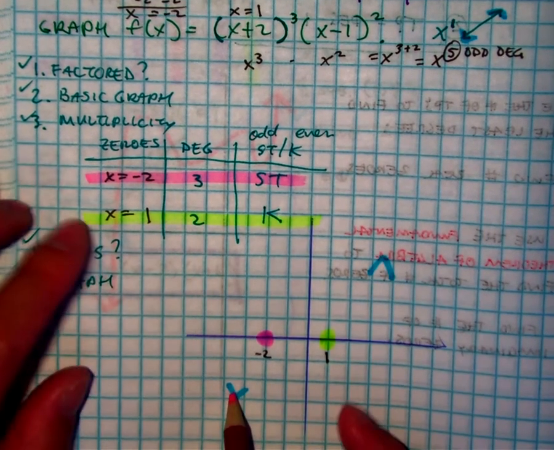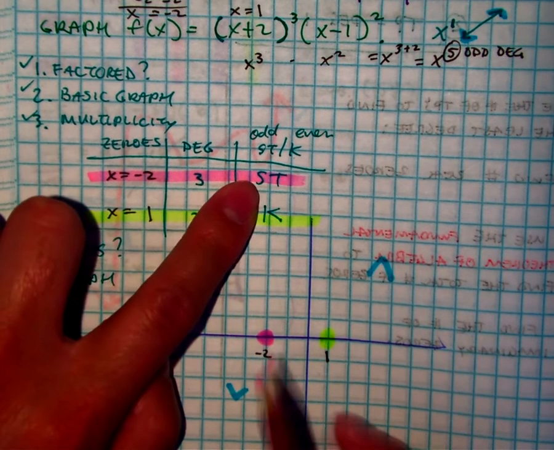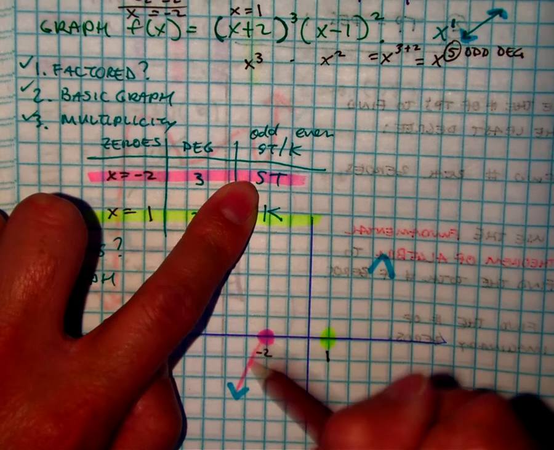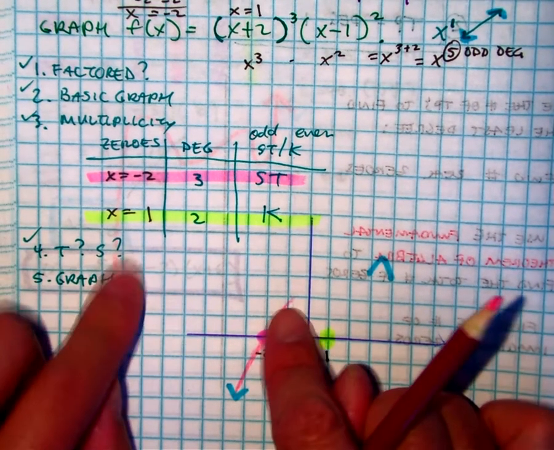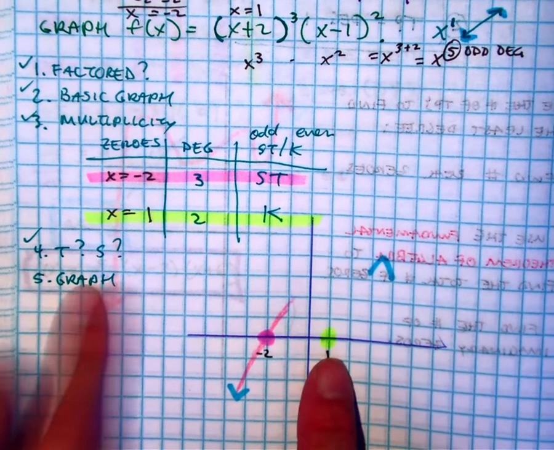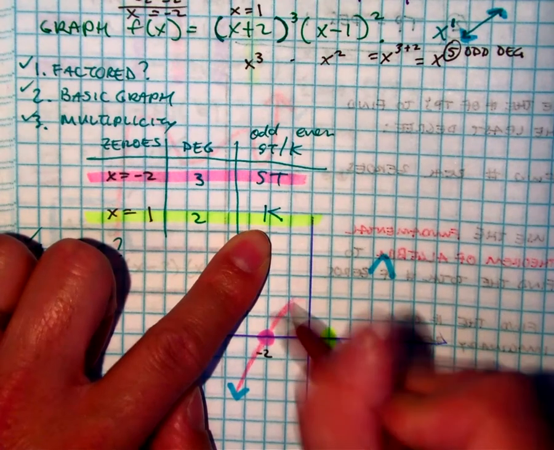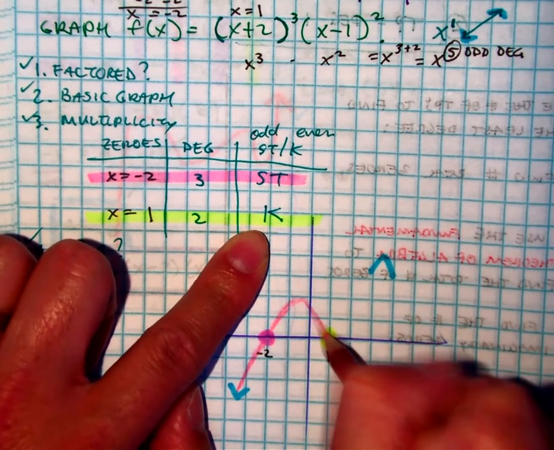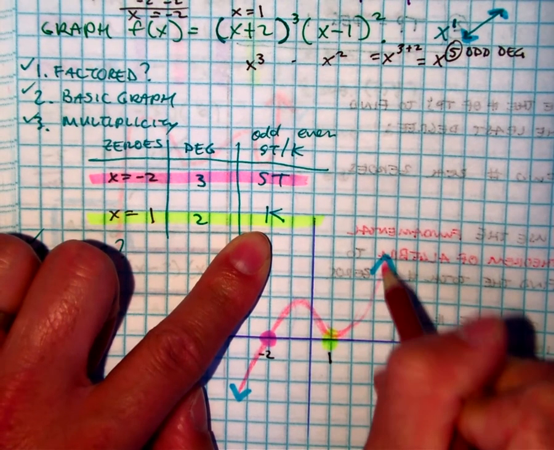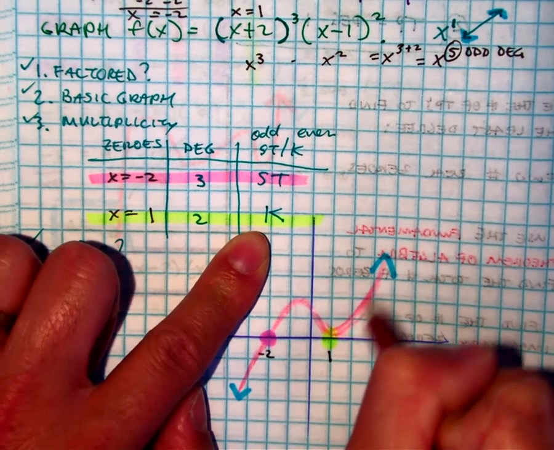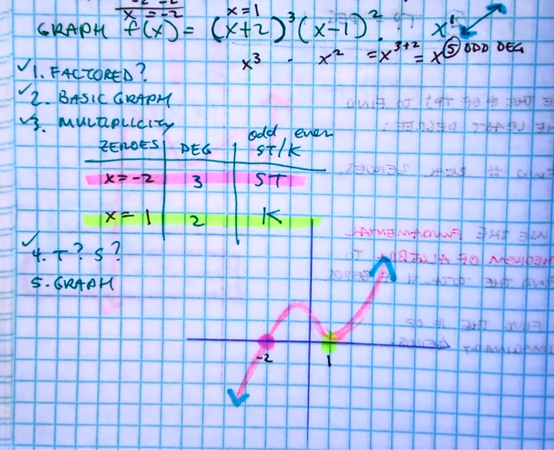If I start here at negative 2, we're going to do a shoot through, which means we're actually going to go through this point. So go ahead and sketch that. There's my going through or shooting through the x-axis. Now at x equals 1, it's a kiss, so you're going to bounce off. I have to make a turning point and bounce off, or kiss and run away, and end up at this arrow. And there you have a 5th degree polynomial.